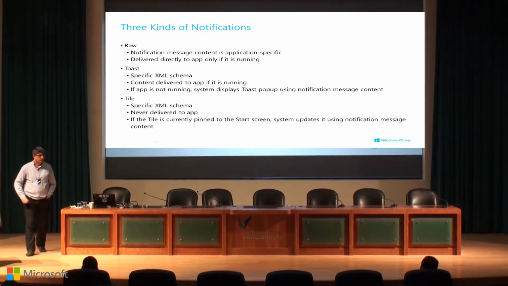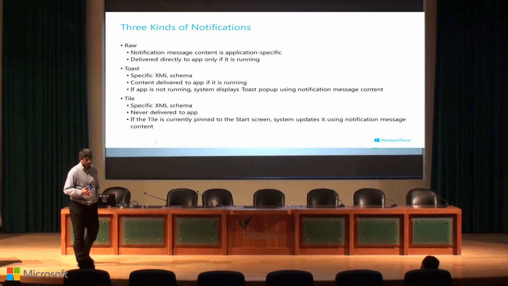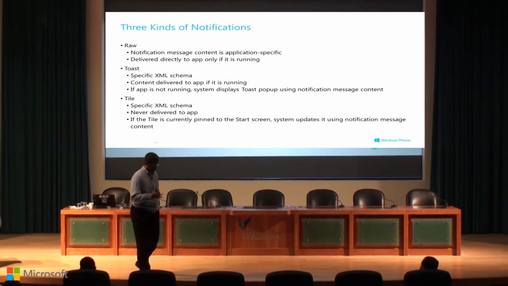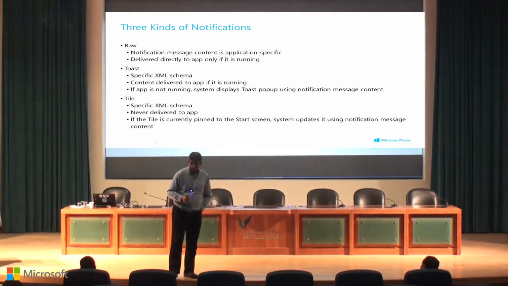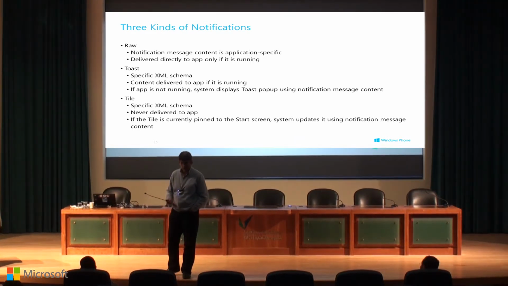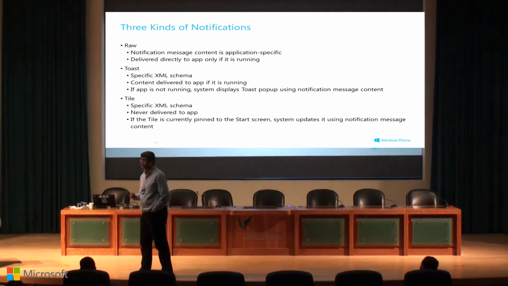Okay. So when you talk about notifications, there are mainly 3 kinds of notifications. You have raw notifications, you have toast notifications, and you have tile notifications. A raw notification is a payload that you create, which your application understands. So it can be custom data. It can be free form.